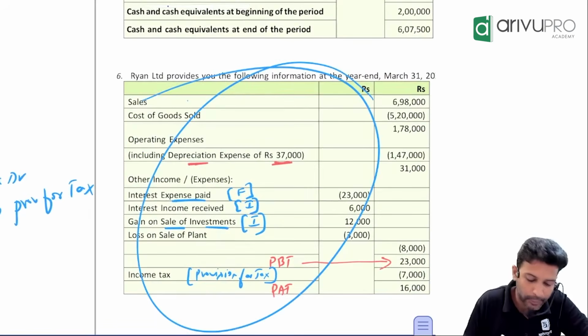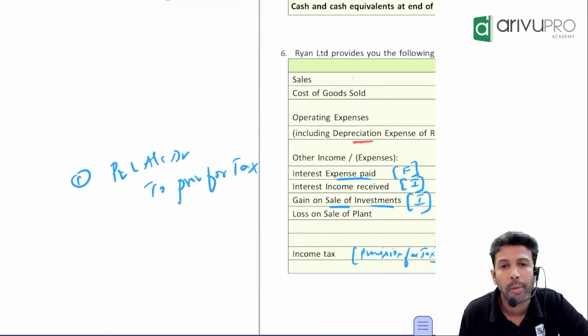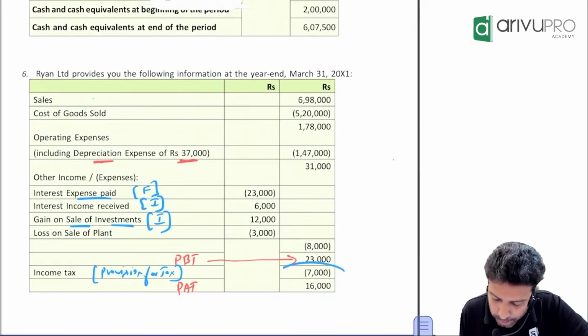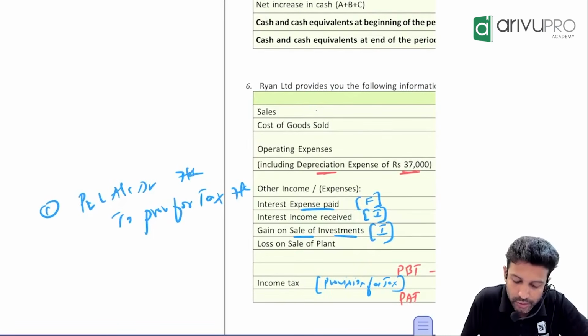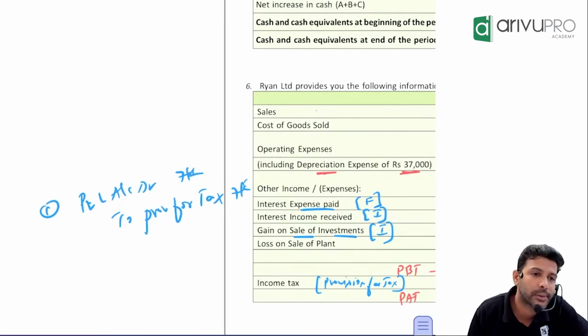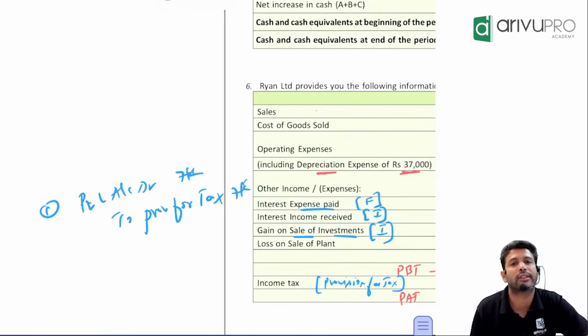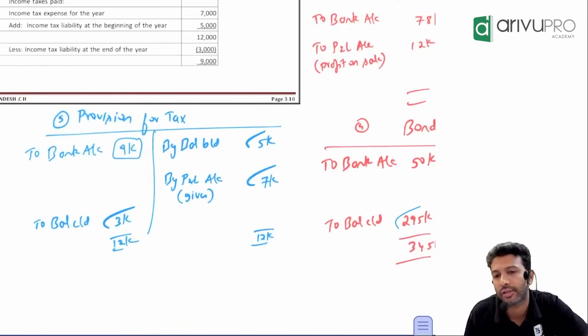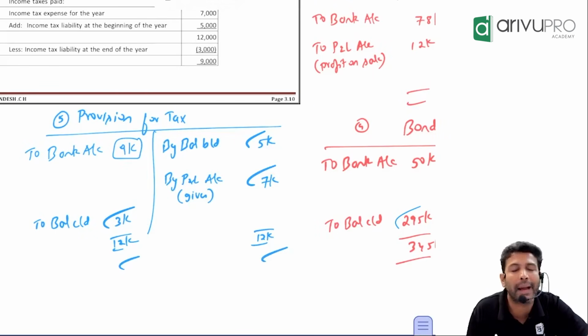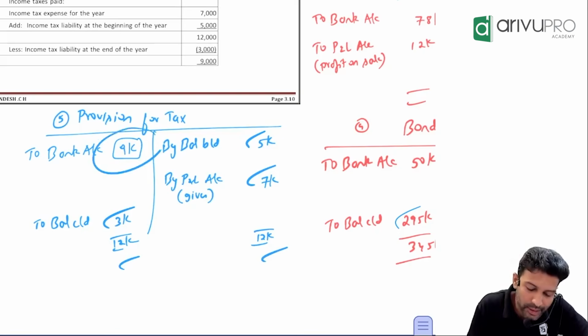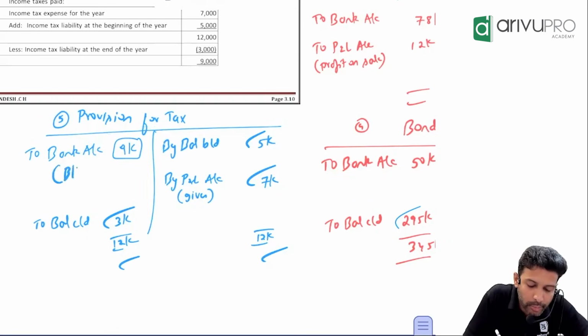So the tax that appears in your P&L is provision for tax, which is how much in this problem? 7,000. This journal entry is passed for 7,000. In the provision for tax ledger, you will post this entry on the credit side: by P&L 7,000. Total: these two are 12,000. This side also should be 12,000. Matching balancing figure, how much? 9,000.